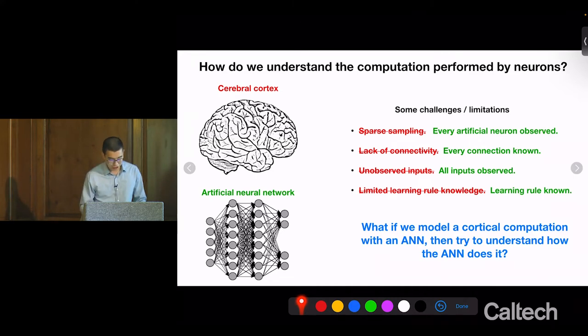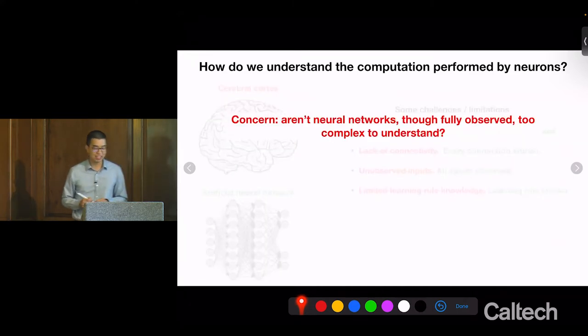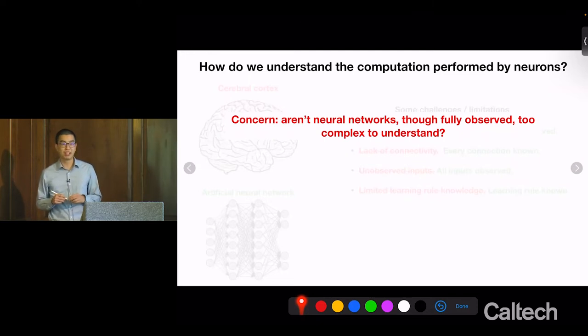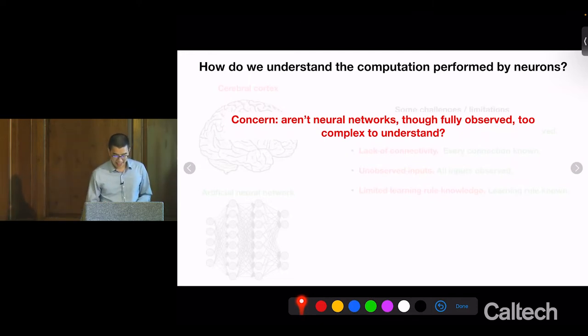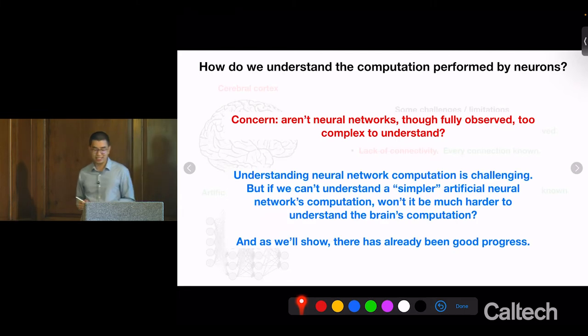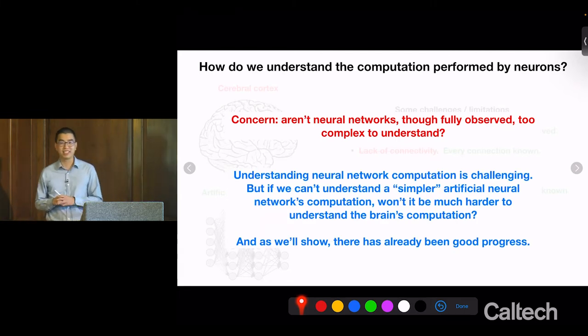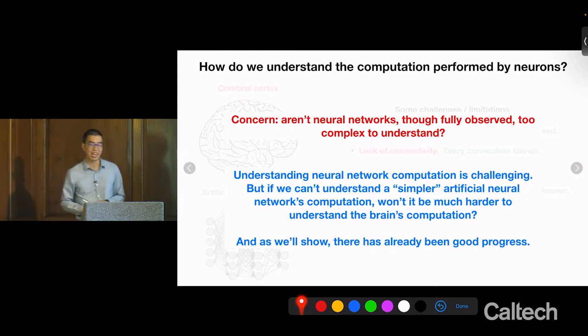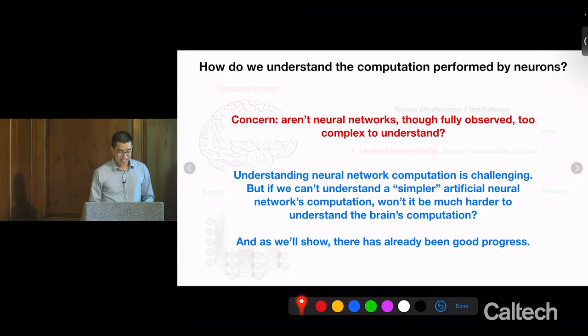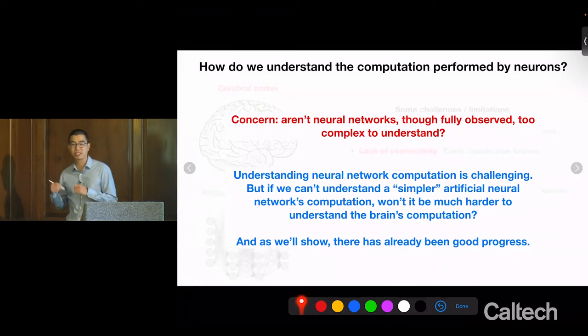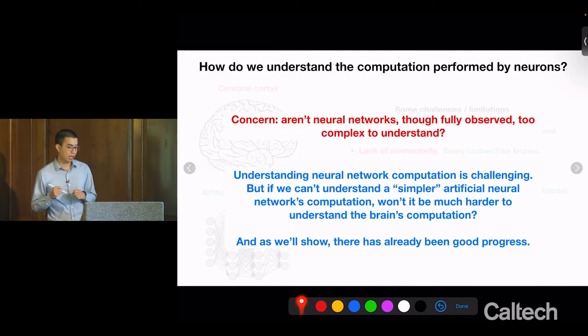All right. So a concern that you might have is, aren't neural networks, even though they're fully observed, too complex to understand? And a reply that I would have for that is, yes, neural networks are very difficult and challenging to understand because they have nonlinearities. And a lot of theory goes out the window when we have nonlinearities. At the same time, I hope I've convinced you that studying the neural network is still much simpler than the brain. And so if we can't understand a simpler artificial neural network, won't it be much more difficult to understand the brain's computation?